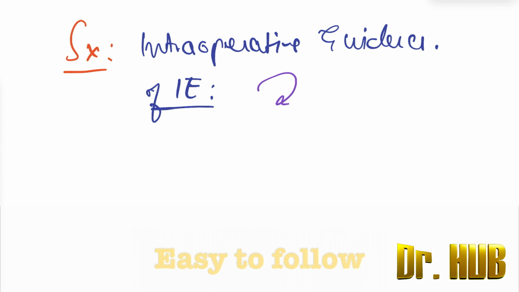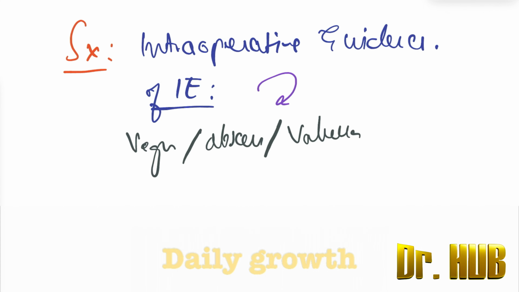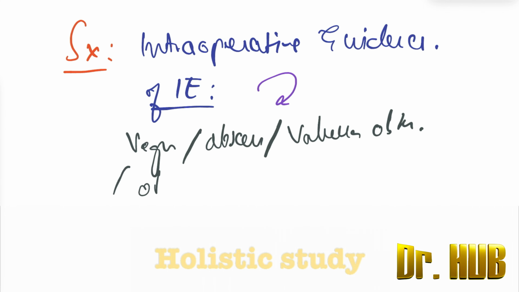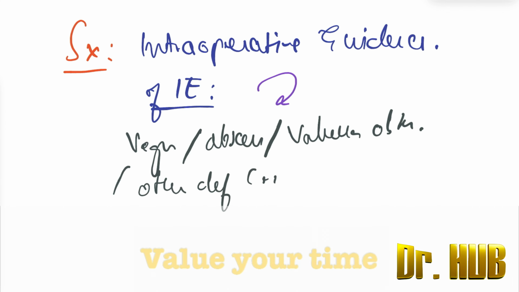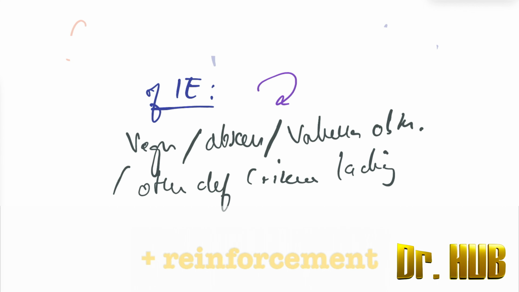Such as we discussed this earlier as well, vegetations. Next, we also look for the abscess, then the valvular obstruction, where the other definitive criteria are lacking. So we saw the major criteria. Next, we'll be moving on to the minor criteria.